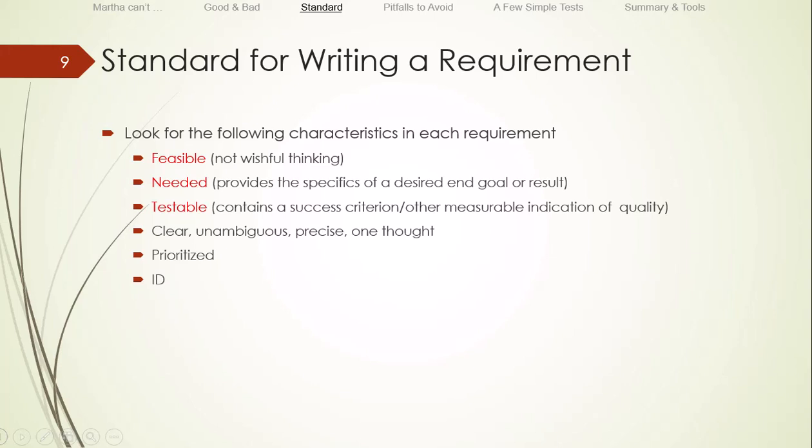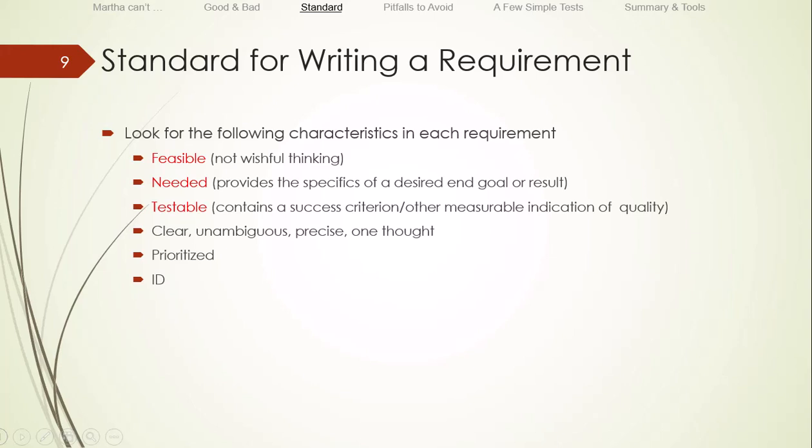Feasible means the requirement should be feasible. This means it is not wishful thinking, but feasible. And remember, feasibility can be from the perspective of implementation, that either it is possible to implement it or not. Feasibility can be from the perspective of budget, time, etc. Needed: provide the specifics of a desired end goal or result.